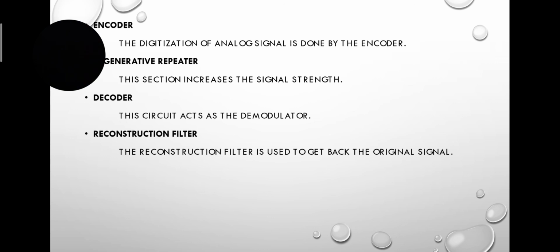Reconstruction filter. After digital to analog conversion is done by the regenerative circuit and the decoder, a low pass filter called the reconstruction filter is employed to get back the original signal. Hence, the pulse code modulator circuit digitizes the given analog signal, codes it, samples it, and then transmits it in digital form. This whole process is repeated in reverse order to obtain the original signal.